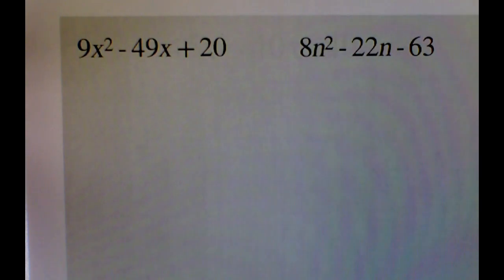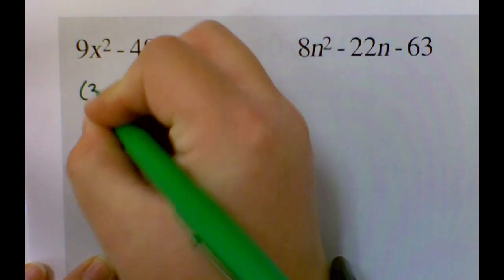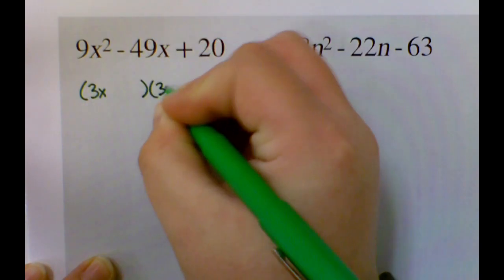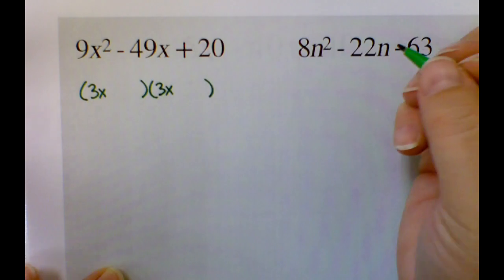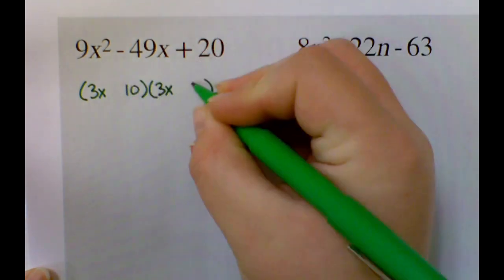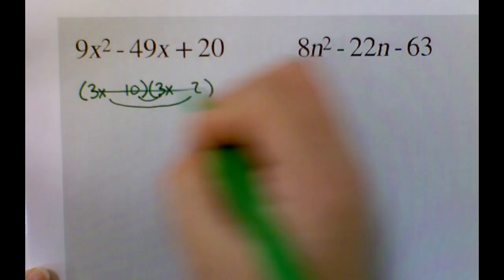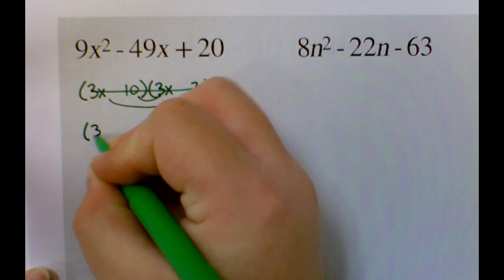All right, next one here. This one does not have a GCF, so I have to guess. 9x squared, I think it'll be 3x and 3x. 20, I feel like it'll be 10 and 2. But that gives me 30x and 6x, and that doesn't make 49. That didn't work.